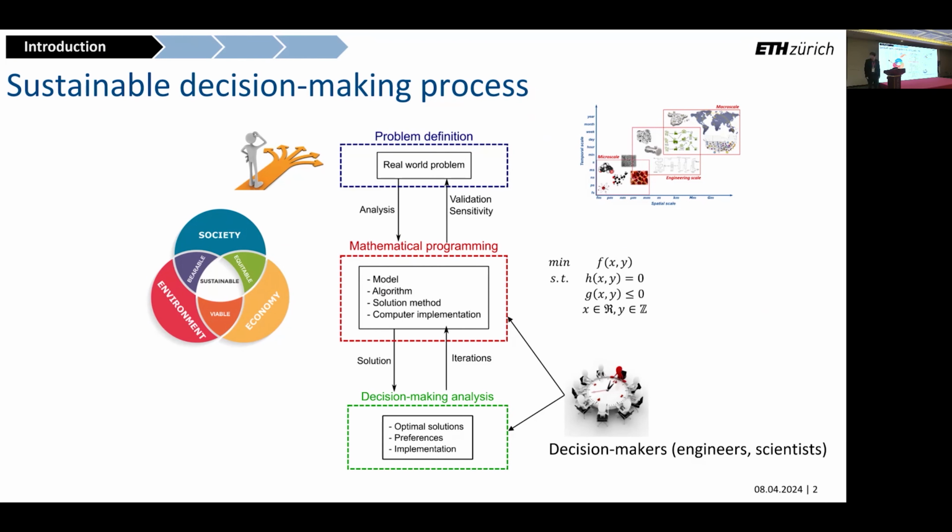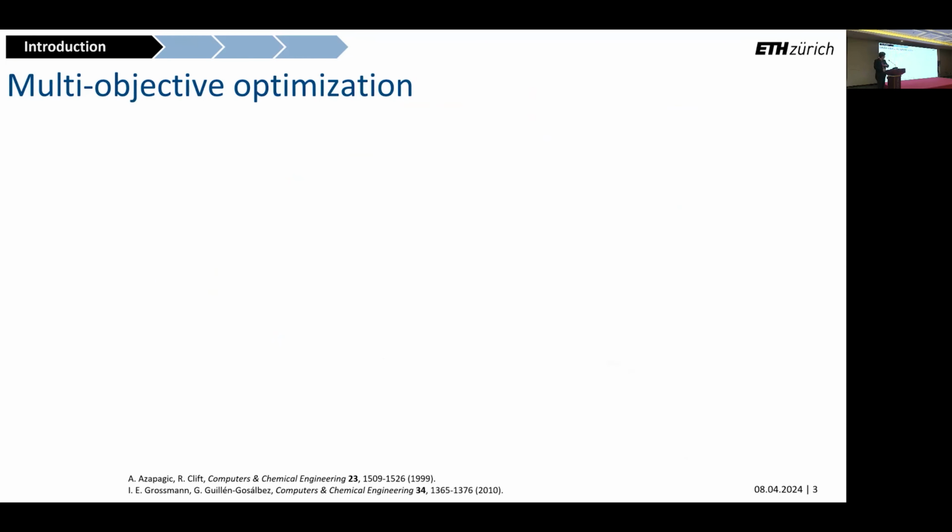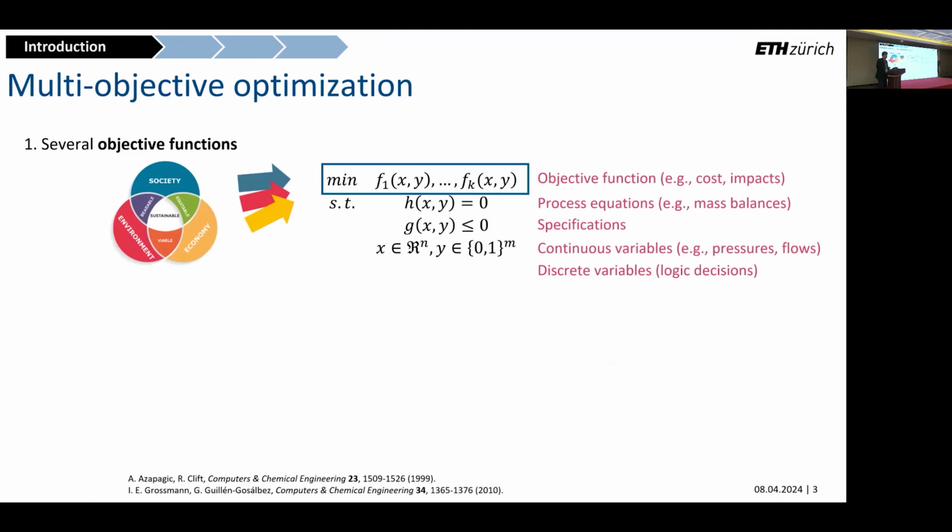To be more precise, we use multi-objective optimization. So we have optimization problems with a multi-dimensional objective function. We include cost, but also the different pillars of sustainability, environmental metrics, and when possible also the social performance. We have equality and inequality constraints that are used to model the system, for example mass and energy balances and specifications on variables of the problem, and then we optimize both continuous variables as well as discrete decisions. I will give you examples later in the lecture.